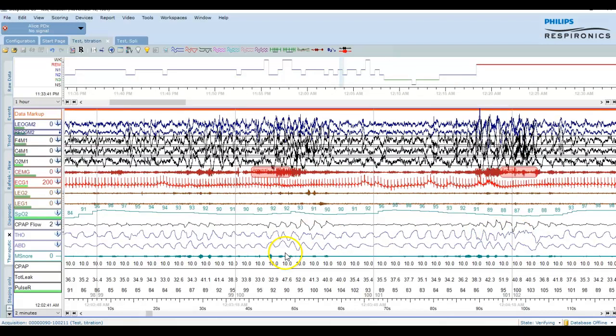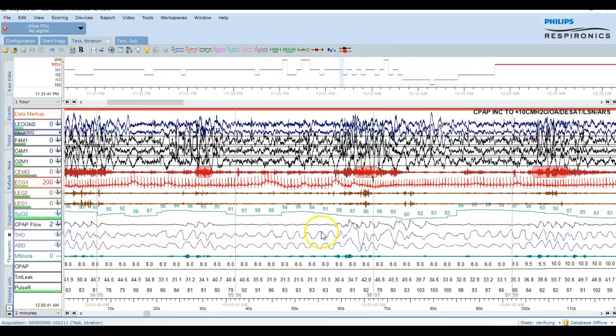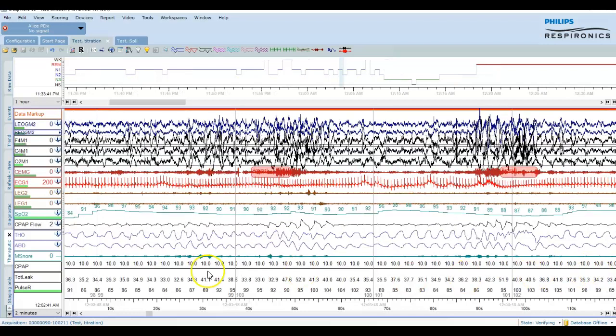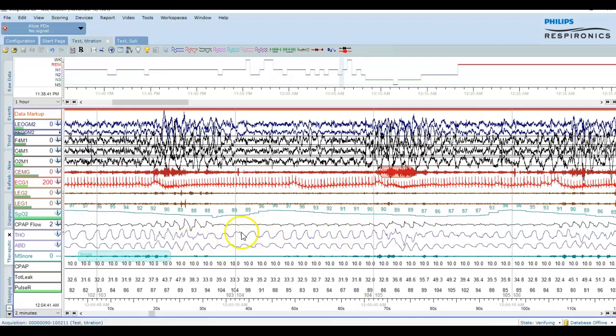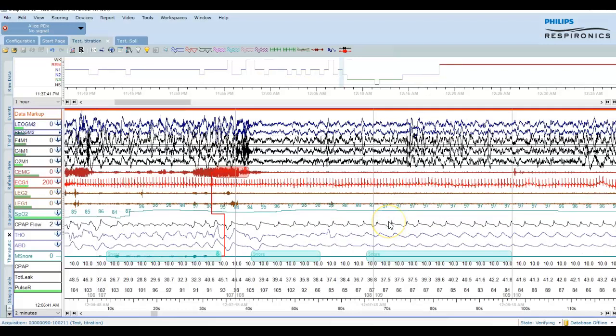So this is the first 2 minutes. Previously you could see clear obstructive apneas. The moment the pressure is increased to 10 centimeters, the obstruction is resolved and hypopnea is coming. There is still some obstructive component, but it is getting much better. And now see, these are classic hypopneas, and here as well, these arousals and desaturations.